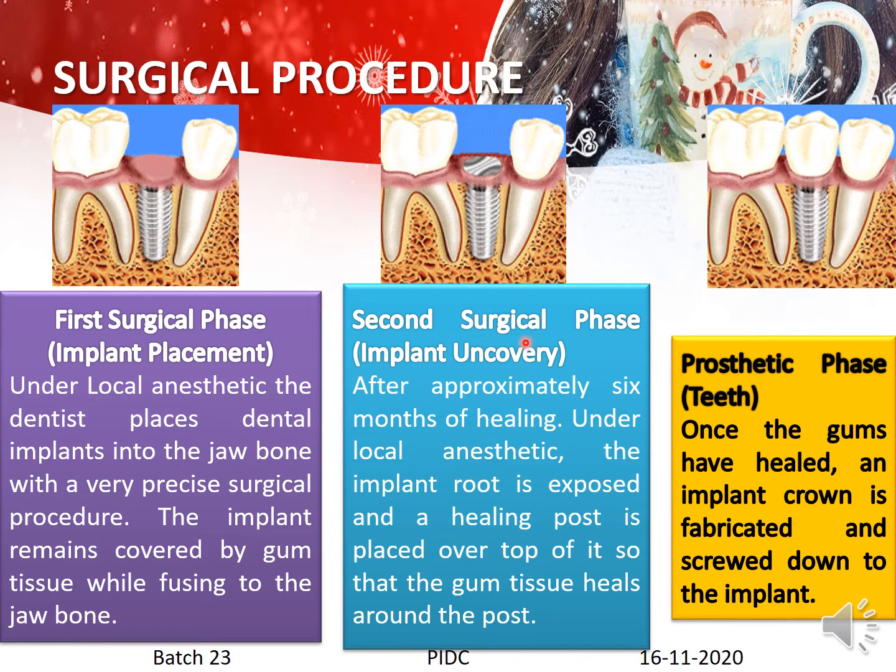The second stage or the second surgical phase is an implant recovery phase, where approximately 6 months after the healing period, the implant root alone is exposed, that is only the upper part is exposed, and a healing post is placed over the top of it, so the gum tissue heals around this. And then the third phase is your prosthetic phase, where once the gums have healed, an implant crown is fabricated and screwed down to the implant. So this is the 2-stage procedure. We will be seeing this in detail in the next few slides.